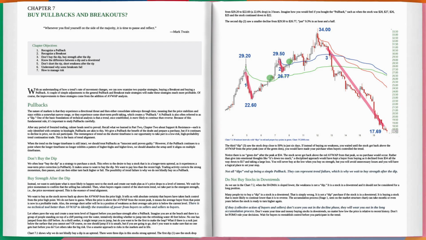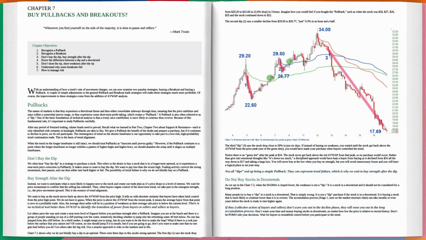We want to buy as the stock moves back up above the AVWAP from the prior high. It tells us with absolute certainty that buyers have taken back control from the prior high point. We do not have to guess. When the price is above the AVWAP from the recent peak, it means the average buyer from that point is now in a profitable trade. Also, the average short seller will be in a position of weakness as their average sale price is below the current level.